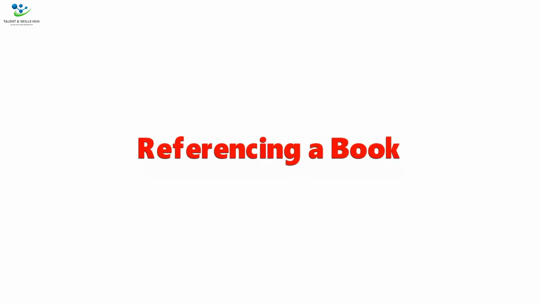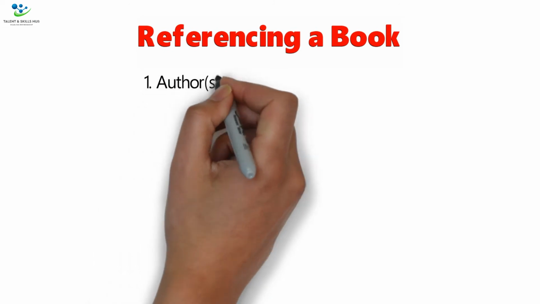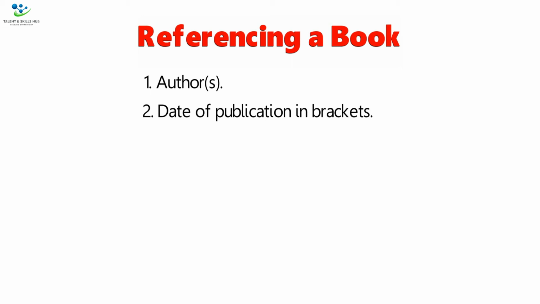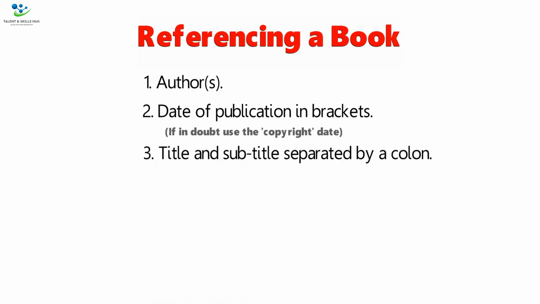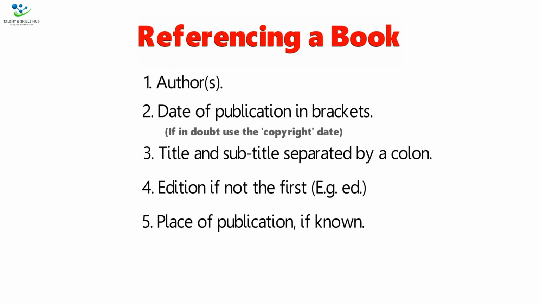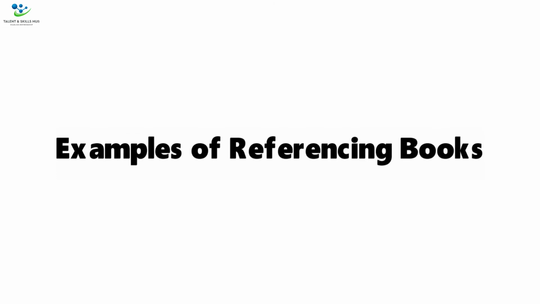Include the following details in this order. 1. Authors. 2. Date of publication in brackets. This is always the year of the edition. Ignore any reprint dates. If in doubt, use the copyright date. 3. Title and subtitle, if any, separated by a colon. 4. Edition, if not the first. 5. Place of publication, if known. 6. Publisher. Examples of referencing books.